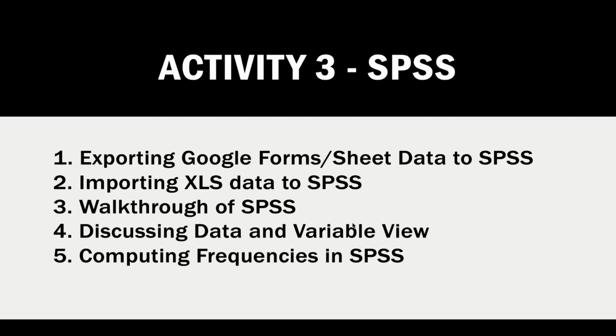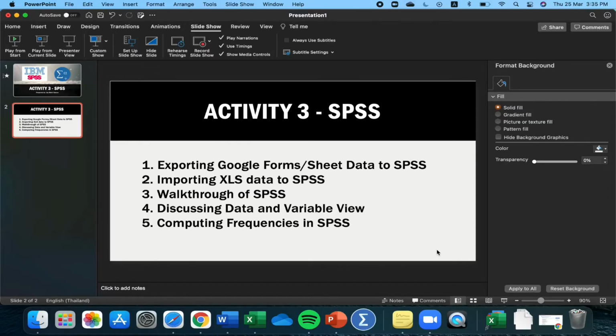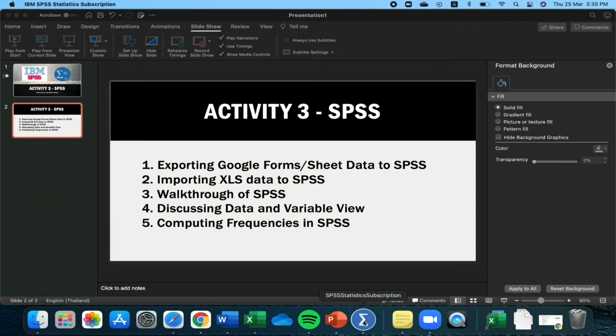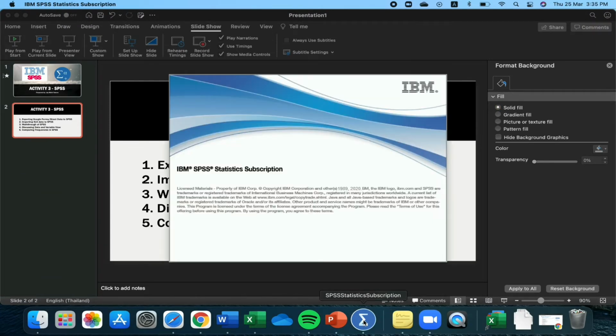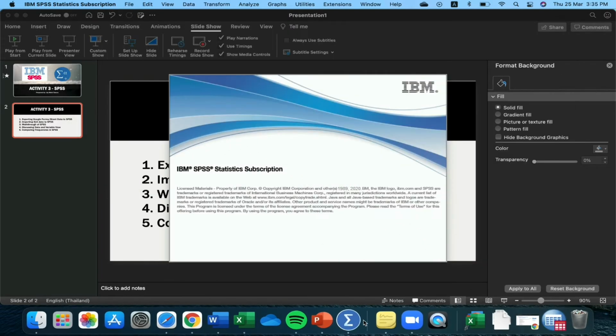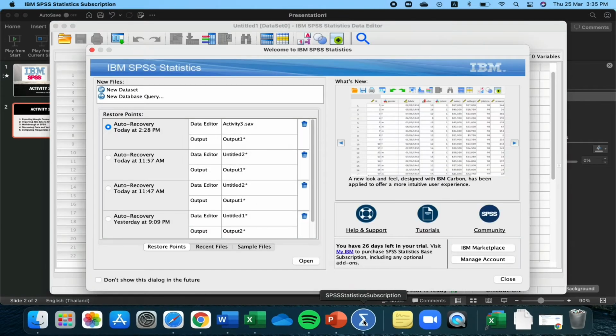Alright, so the third one is a walkthrough of SPSS. All you have to do is open SPSS, click this icon. While it's opening, what is SPSS? SPSS means Statistical Package for the Social Sciences and was first launched in 1968. Since SPSS was acquired by IBM in 2009, it's officially known as IBM SPSS Statistics, but most users still just refer to it as SPSS.